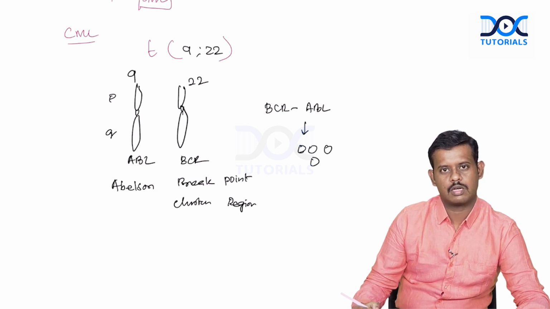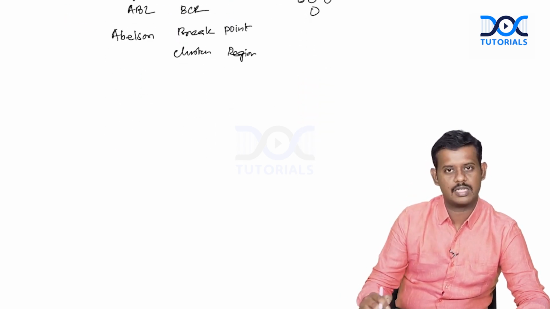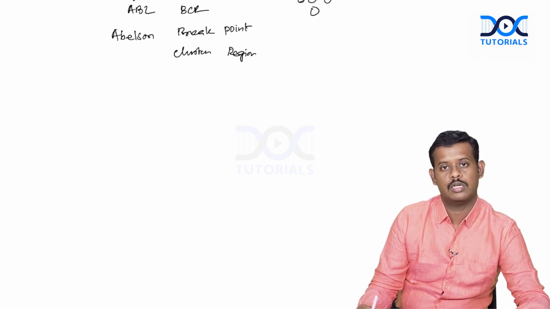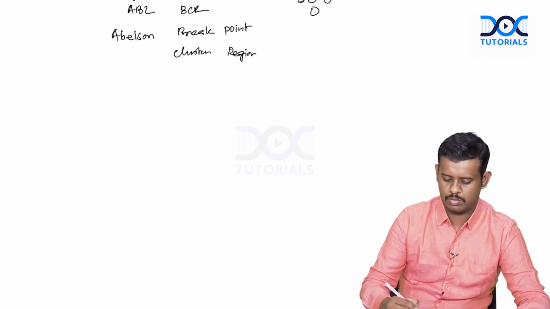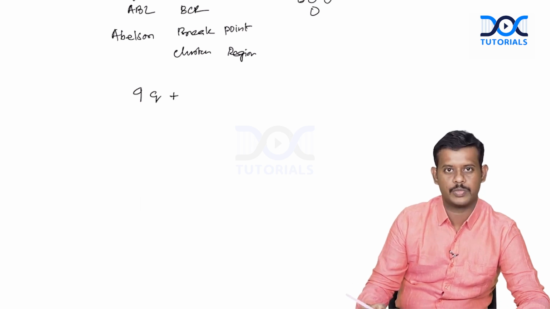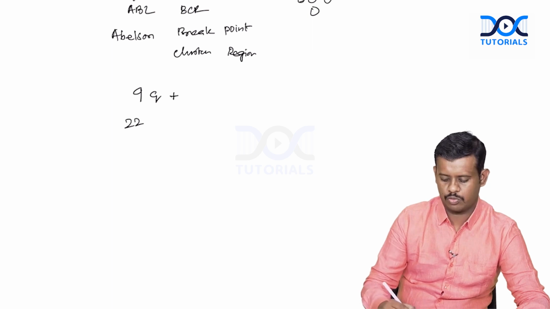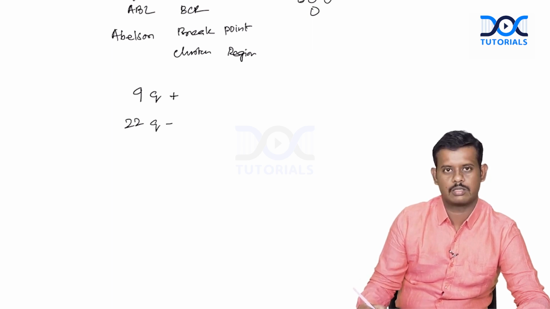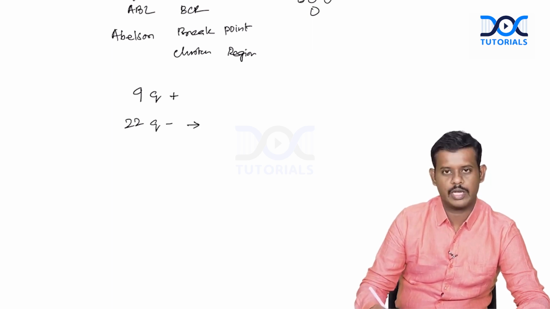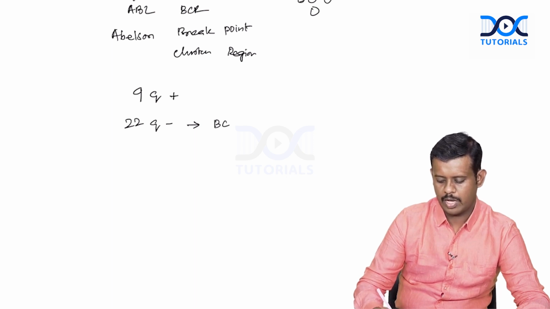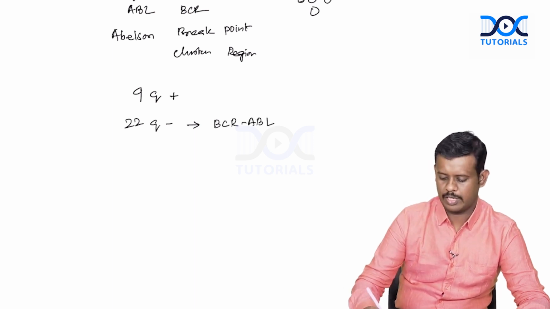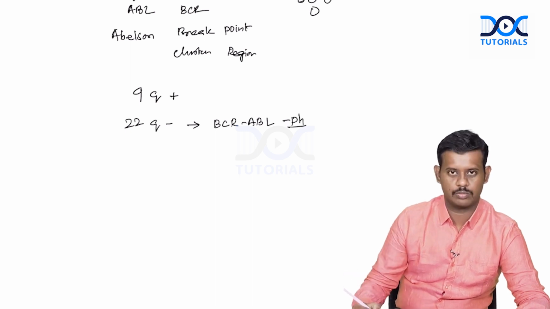So how do the chromosomes look after translocation? Because it is a balanced translocation, we get two different chromosomal abnormalities. One is the 9th chromosome gaining a Q arm segment, that is 9q plus, and the 22nd chromosome losing a part of its Q arm, that is called 22q minus. This 22q minus is the one wherein we have the BCR-ABL translocation. This is called the Philadelphia chromosome or the Ph chromosome.